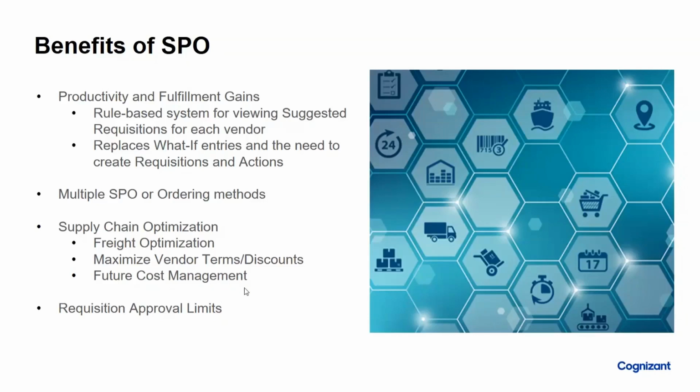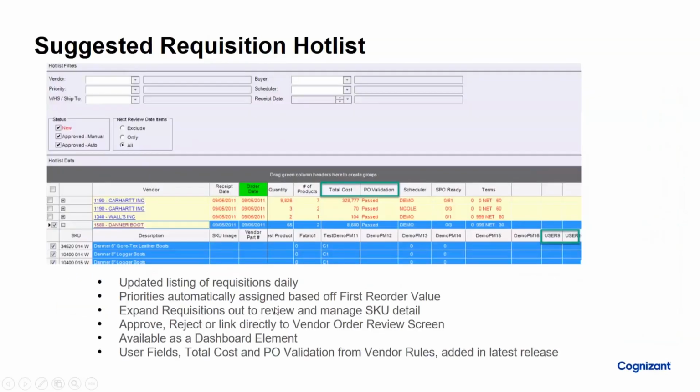There are also requisition approval limits, and this can be set at multiple levels. So you can set certain dollar thresholds where different manager approvals would need to be placed. And that's something just specific to our SPO module.